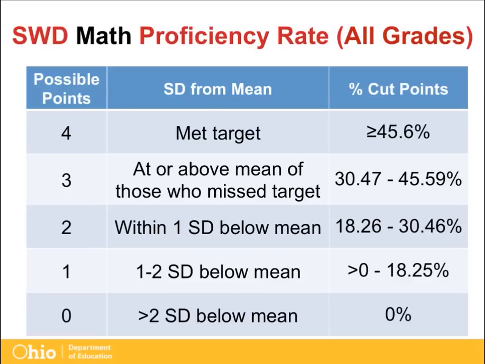Districts that are at or above the average of those who miss the target receive 3 points. From there, points are assigned based on standard deviation from the mean. Standard deviation provides a measure of how much performance varies across the state in relation to the target. Districts within 1 standard deviation below the mean receive 2 points. Those that are 1 to 2 standard deviations below the mean receive 1 point. And those that are more than 2 standard deviations below the mean, that is, a 0 proficiency rate, receive no points.